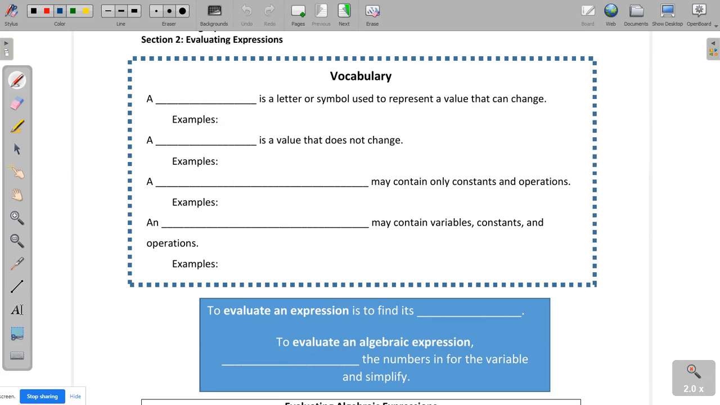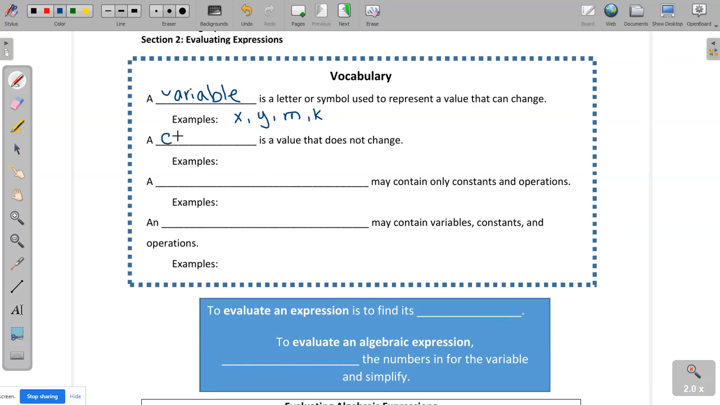A variable is a letter or symbol used to represent a value that can change. So some examples are x or y, n, k.